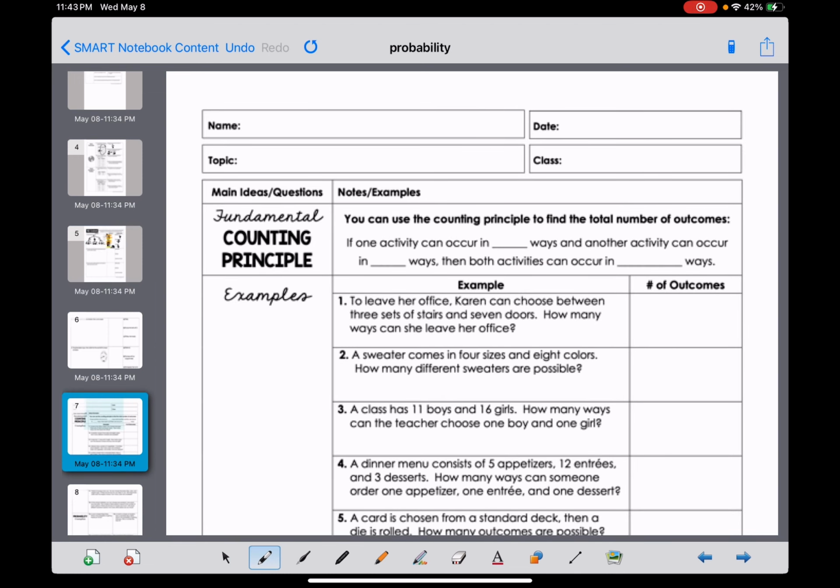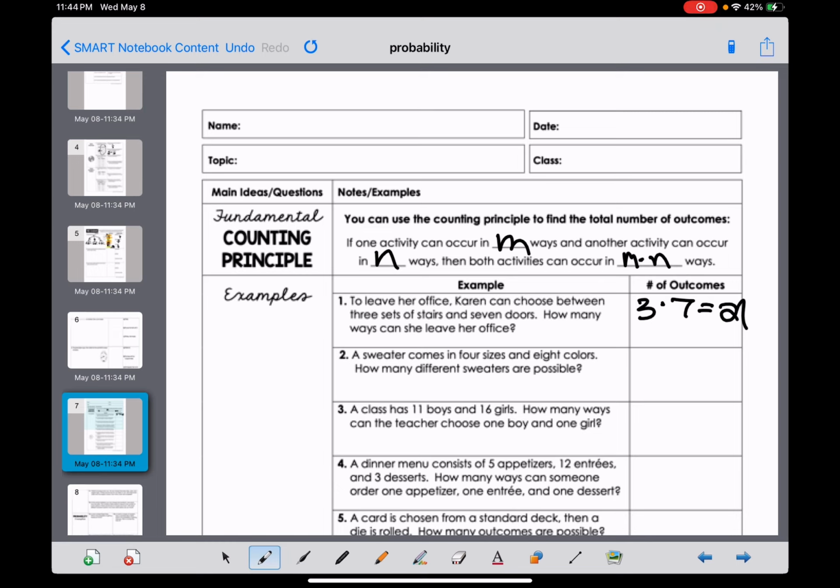Let's see, fundamental counting principle. This is just one activity can occur M ways, another activity can occur N ways. So you would just take M times N to find the total outcomes. For example, to leave her office, Karen can choose between 3 sets of stairs and 7 doors. So 3 different stairs times 7 options for doors, she has 21 total different options. So if you get something like this, asking how many possible options she can have, if you just multiply those numbers, that'll get you your answer.